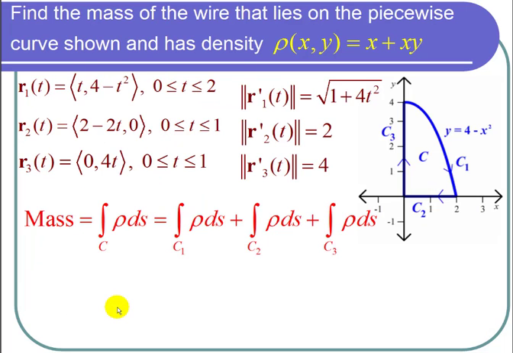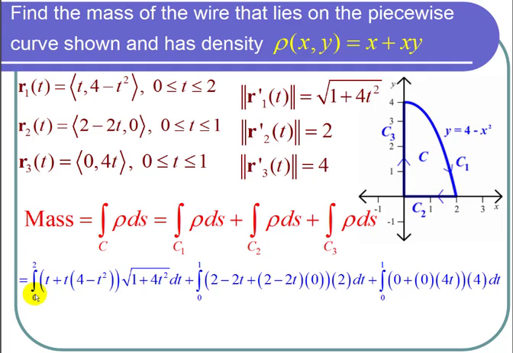So the mass, recall, is the line integral over the curve of the density times ds. Our curve is split up into three curves, C1, C2, and C3, so I have three line integrals. So let's look at these individually. For C1, we have t going from 0 to 2. x is t, y is 4 minus t squared, so x plus xy is t plus t times (4 minus t squared). And then ds is the square root of 1 plus 4t squared times dt.